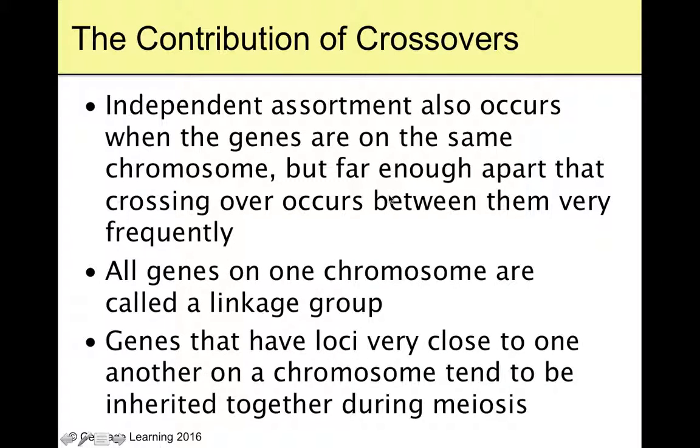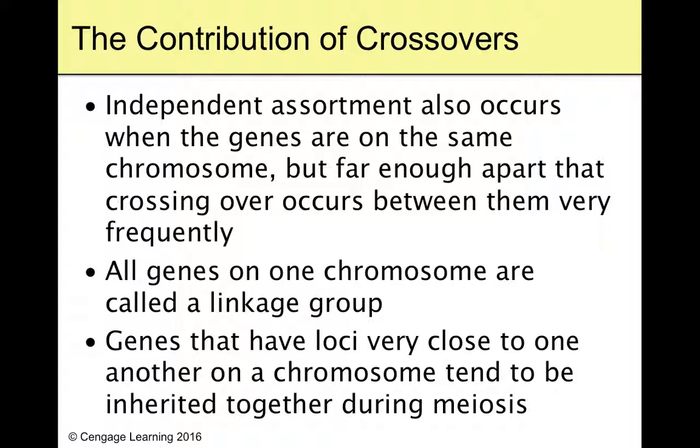All right, so let's talk crossovers. In meiosis, you guys know that crossovers occur. We talked about that, I think, last chapter, the great benefit of genetic diversity that crossovers give us. So independent assortment also occurs when our genes are on the same chromosome, but they have to be far enough apart that crossing over occurs between them frequently. Because if crossing over occurs frequently, we're still going to get random distribution to the different sides of the cell.